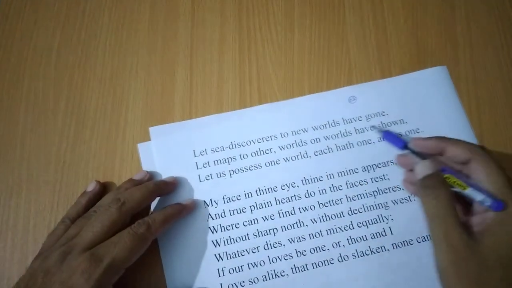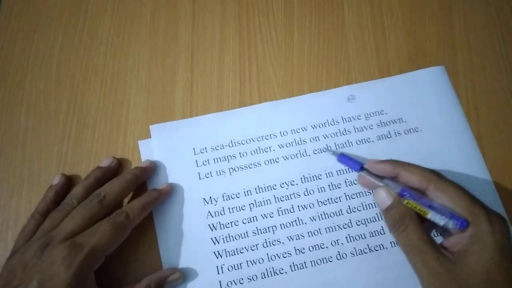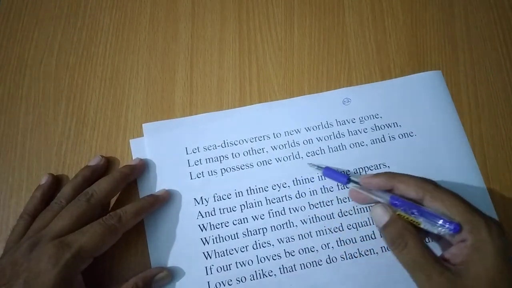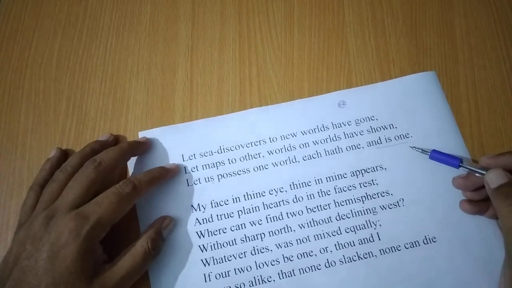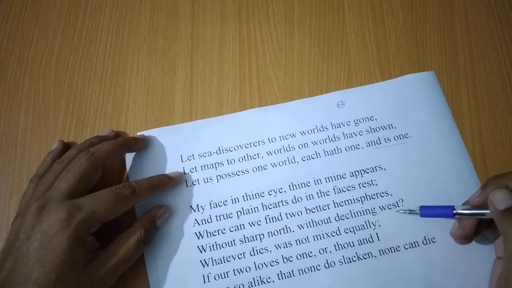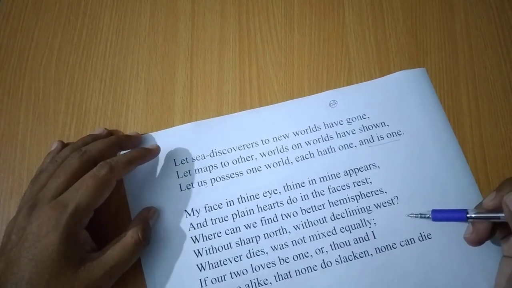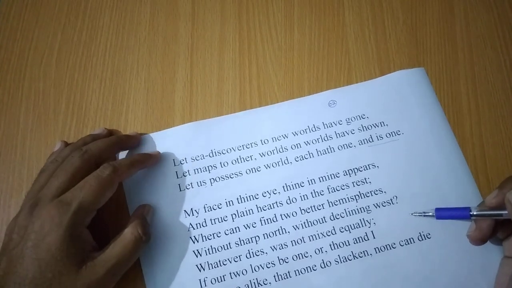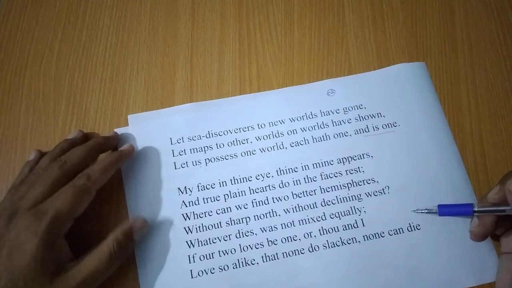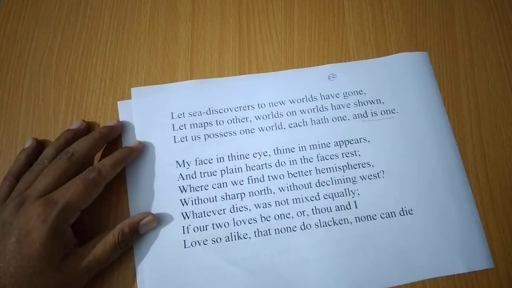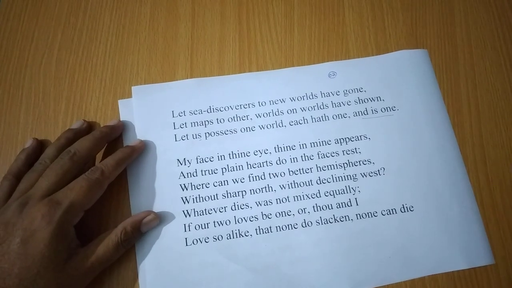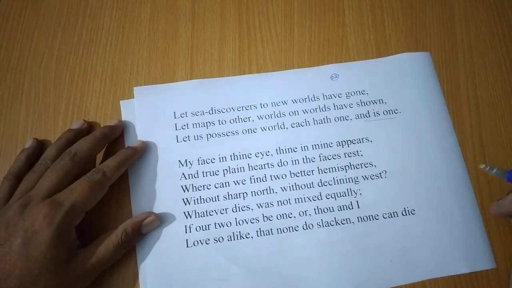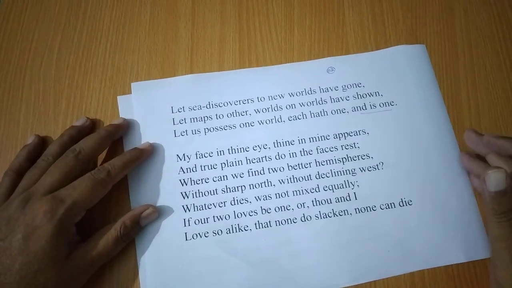Let sea discoverers to new worlds have gone, let maps to other worlds on worlds have shown, let us possess one world, each hath one and is one. Now the speaker, the lover, is of the view that it is a time of sea discoveries, it is a time of geographic exploration, but he is least concerned with these. He is of the view that the discoverers and explorers should continue with their adventures and with their campaigns, and the maps of the world should be reshaped and revamped and remade.